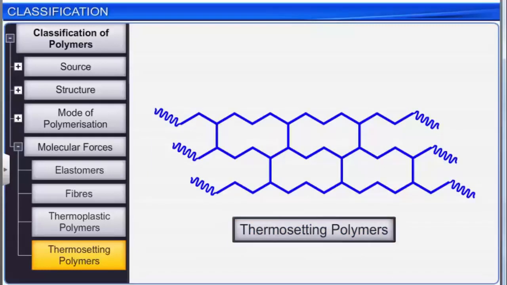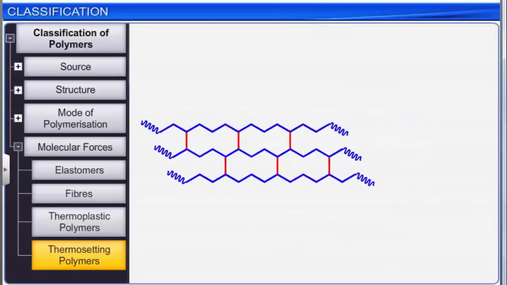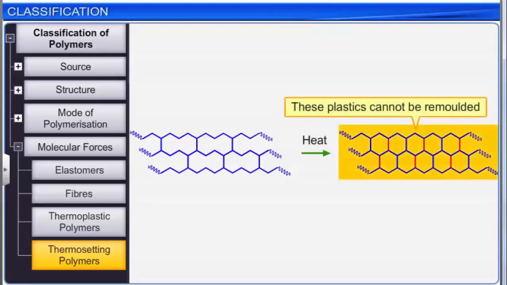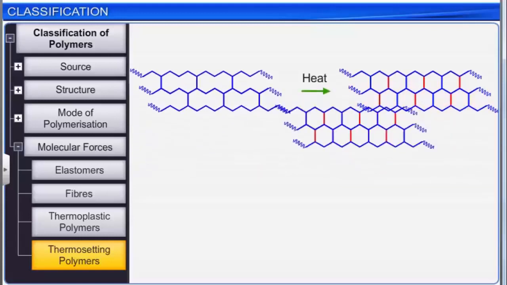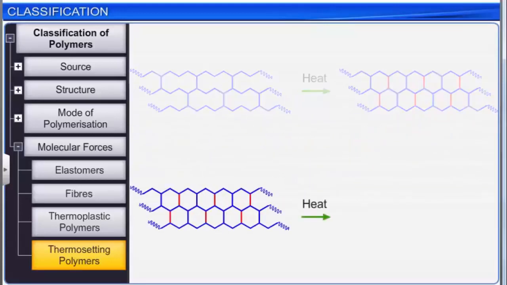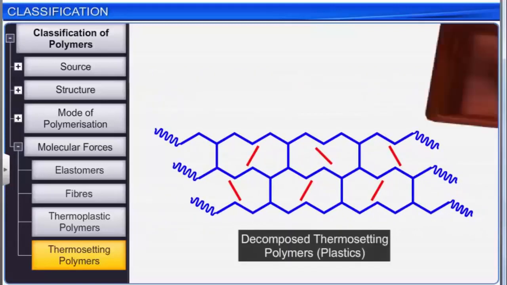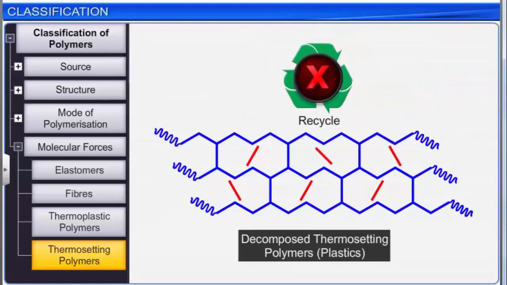The chains in thermosetting polymers are cross-linked or heavily branched. When heated, they form extensive cross-linking. As a consequence, these plastics cannot be remolded. Additional heating causes a thermosetting polymer to decompose, as the chains are unable to separate. Instead, bonds break. Note that these plastics cannot be recycled or used again.